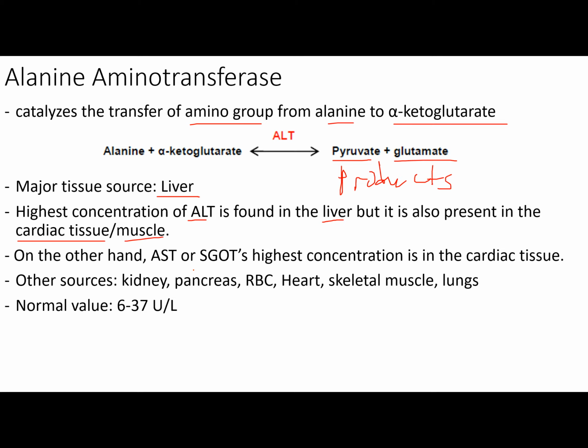On the other hand, AST or SGOT's highest concentration is found, class, in the cardiac tissue. That is why ALT, class, is the one that is more specific to the liver, while AST is more on the cardiac tissue. Other sources for ALT include the kidney, the pancreas, the RBC, the heart, the skeletal muscle, and the lungs. Normal value is 6 to 37 U per liter.